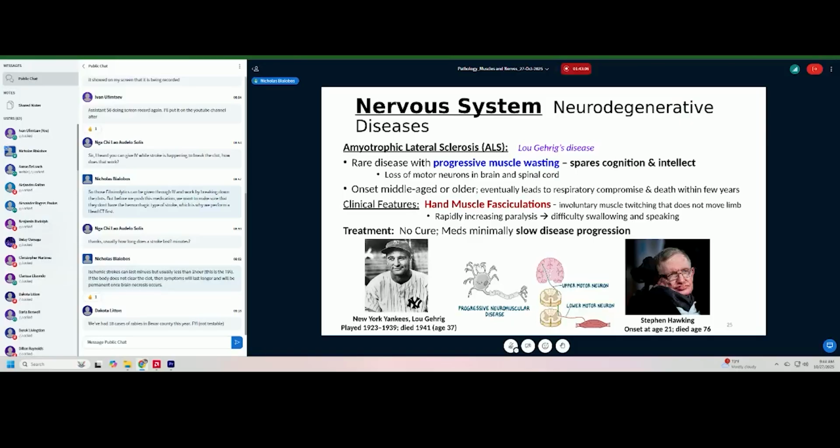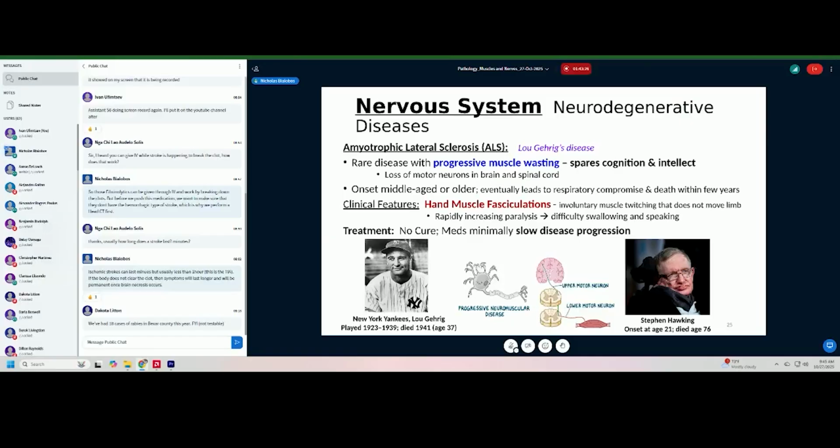The terrible thing about this is that essentially these patients can no longer move, right, as time goes on, but their cognition and their intellect stays normal. So they're essentially trapped in their body. They can think normally, they can talk normally, they can reason normally, but they can't move their body.